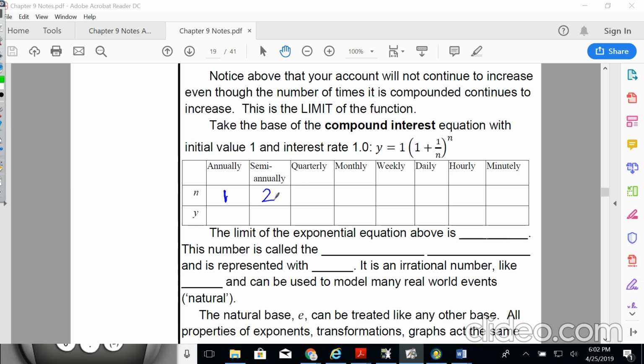Semi-annually is twice a year. Quarterly would be 4 times a year. Monthly is 12. Weekly is 52. Daily would be the 365.